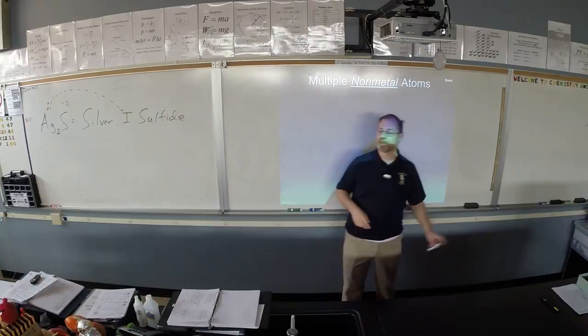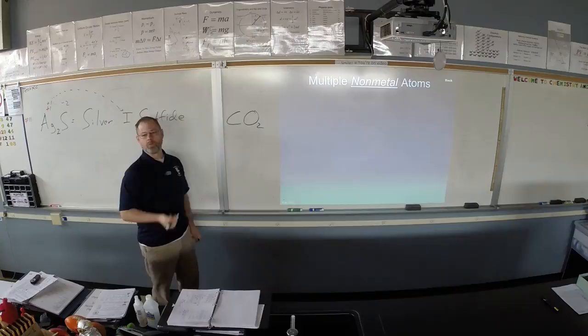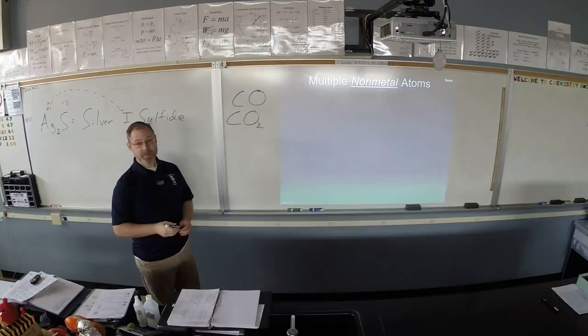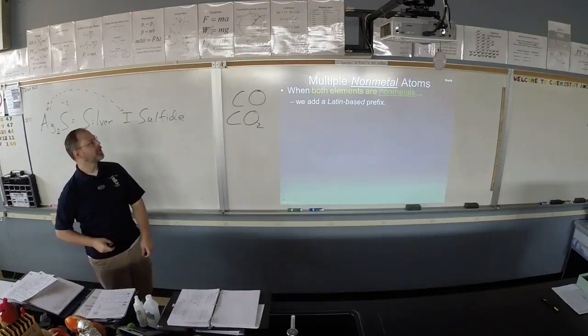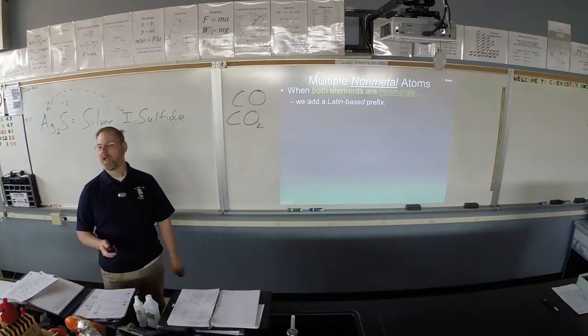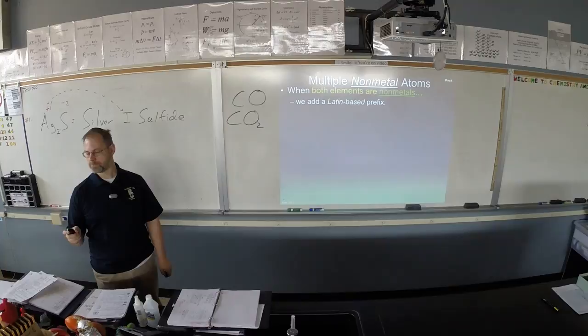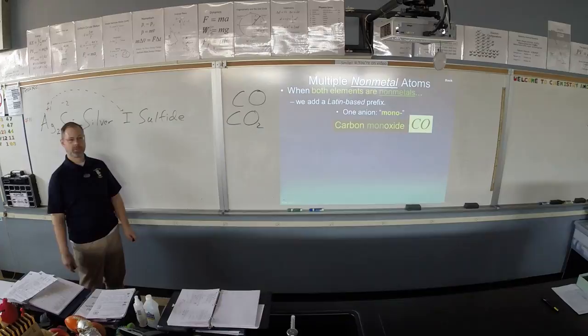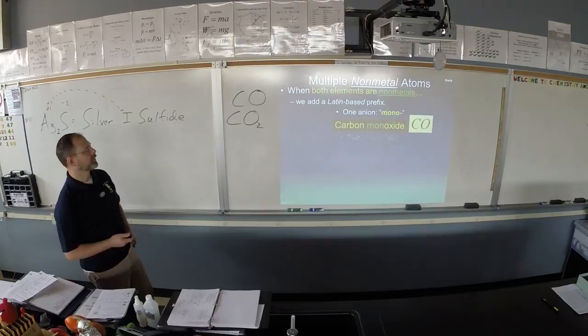Now, this is a compound that you've all seen before. What is that? Carbon dioxide. Notice what you did? You guys said carbon dioxide. What's that? Carbon monoxide. Yep. So when both elements are nonmetals, then we use our di, tri. And this is the only time we use the di, tri. So carbon monoxide has a mono oxygen. Mono y mono. One on one. Carbon dioxide has two oxygens.